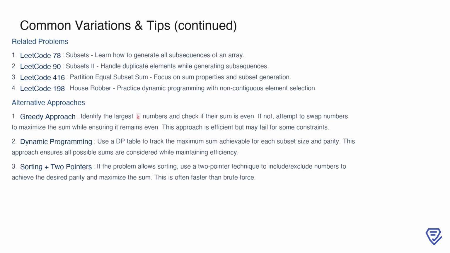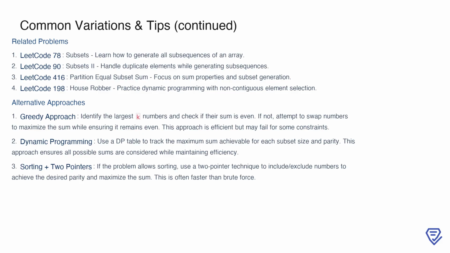When considering alternative approaches, a greedy method can be effective. For example, you could start by identifying the largest k numbers and checking if their sum is even. If it's not, you can try swapping numbers to maximize the sum while ensuring it remains even. However, this approach may not work for all constraints.